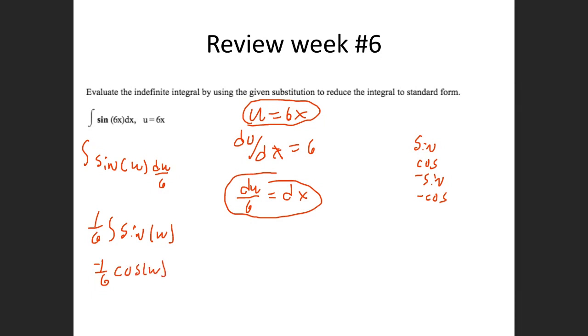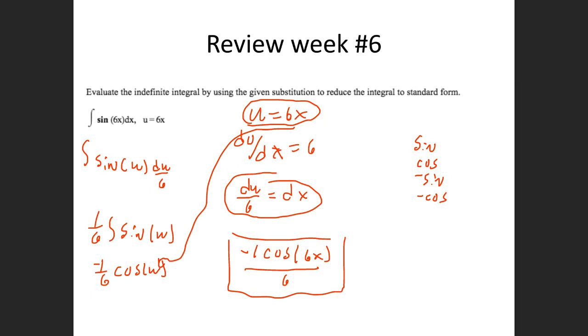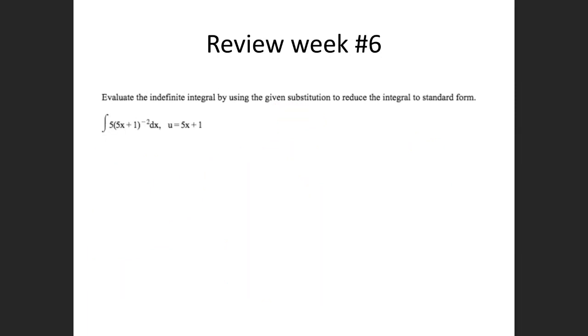And then I have to place my u back in there. So my answer should be -1 cosine 6x over 6. And that is my integral. And don't forget to always put the u value back in. All right, I'd like you to try one now. How about this one here? I've got 5 times (5x plus 1) to the -2nd, and they tell us that u is equal to 5x plus 1. So what is the integral for that?